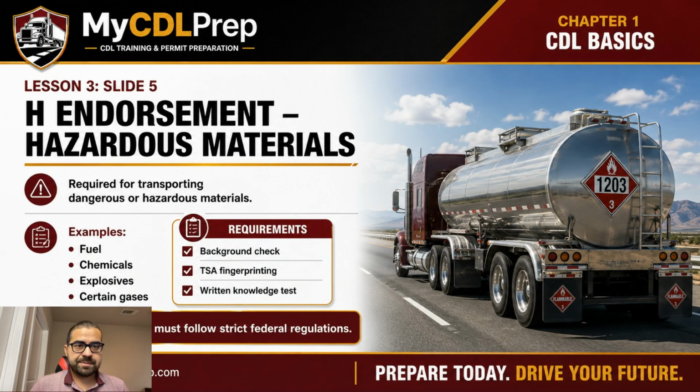Okay, so one of the main endorsements you could get is a hazmat endorsement. Hazmat is required for transporting dangerous and hazardous materials. Examples could be fuel, chemicals, explosives, and certain gases. Hazmat drivers must follow strict federal regulations and requirements. You must pass a background check, TSA fingerprinting, and a written knowledge test.